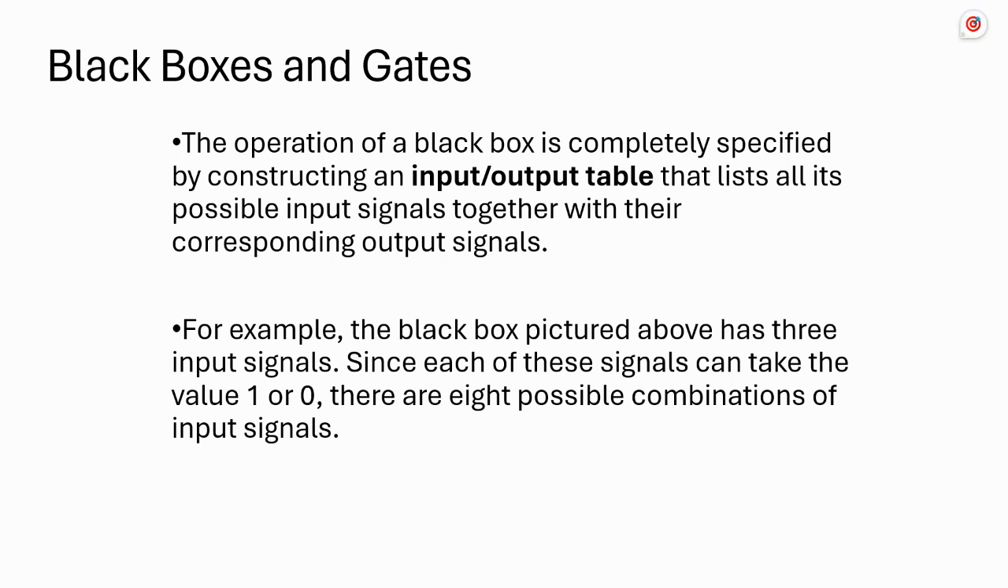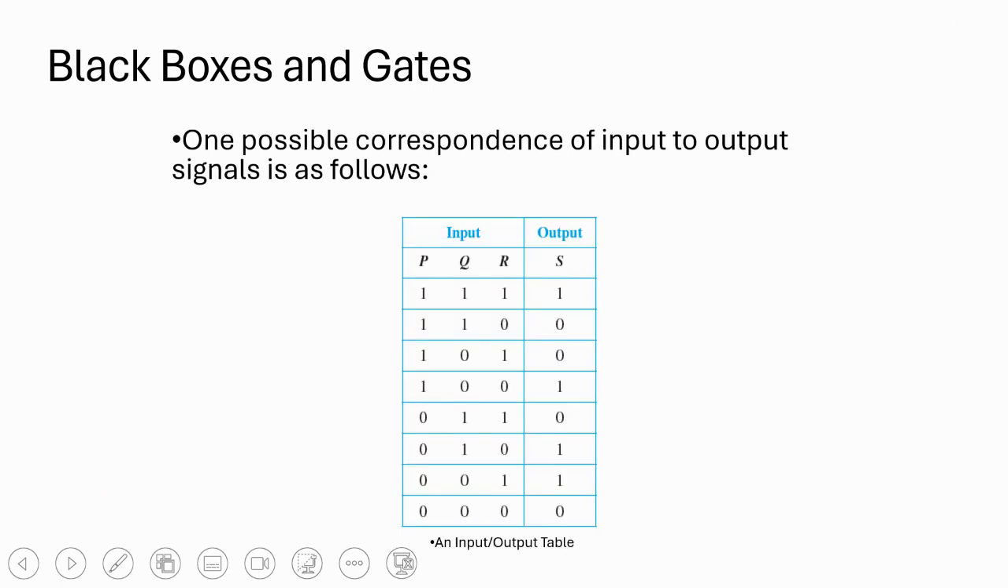The operation of a black box is completely specified by constructing an input output table that lists all its possible input signals together with their corresponding output signals. So, for example, the black box pictured has three input signals. And since each of these signals can take the value of 1 or 0, there are 8 possible combinations of input signals. Now, does this table ring a bell?